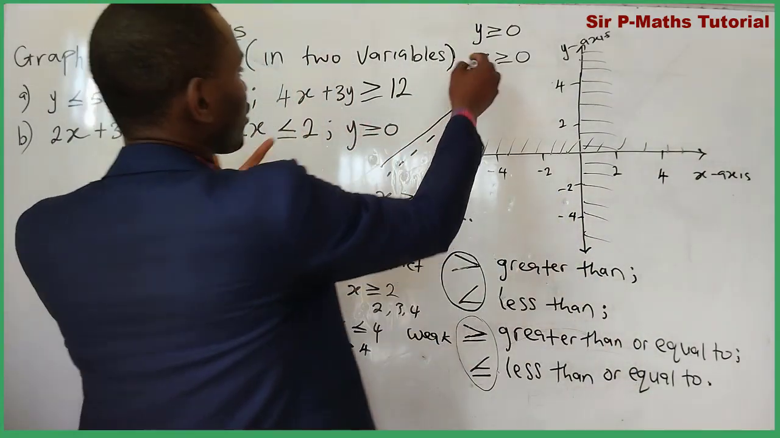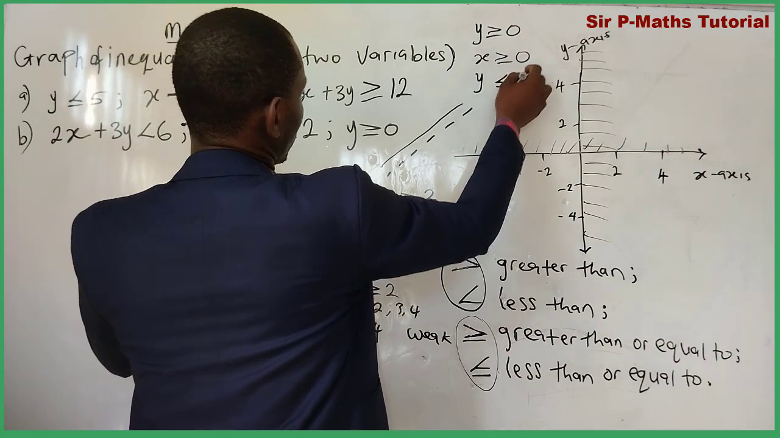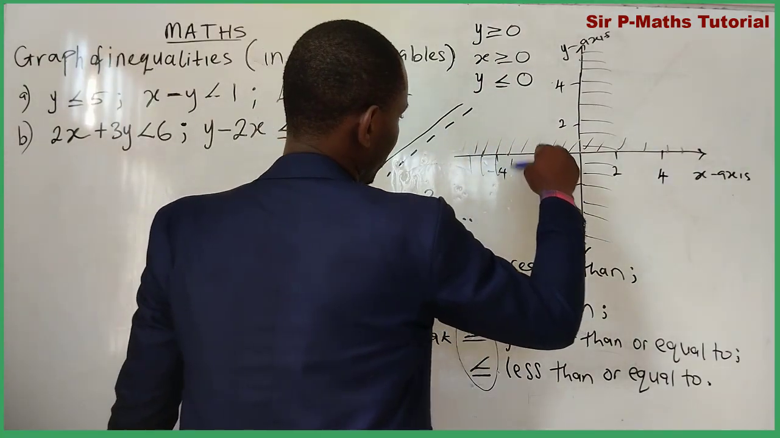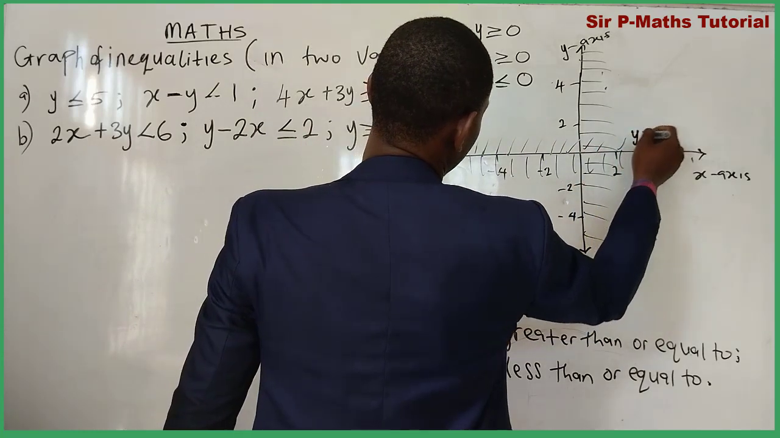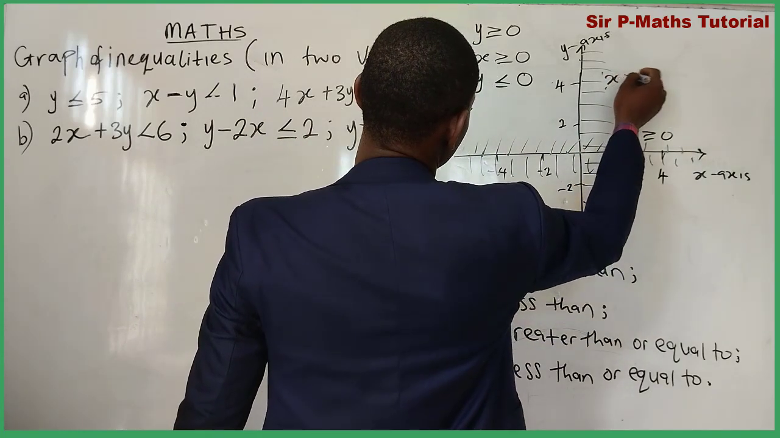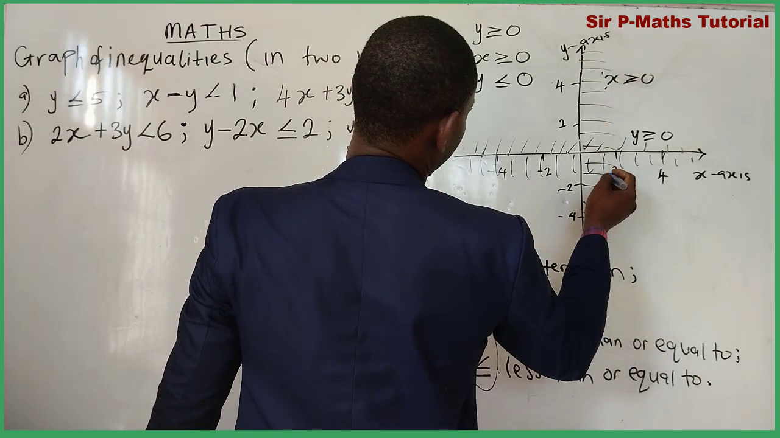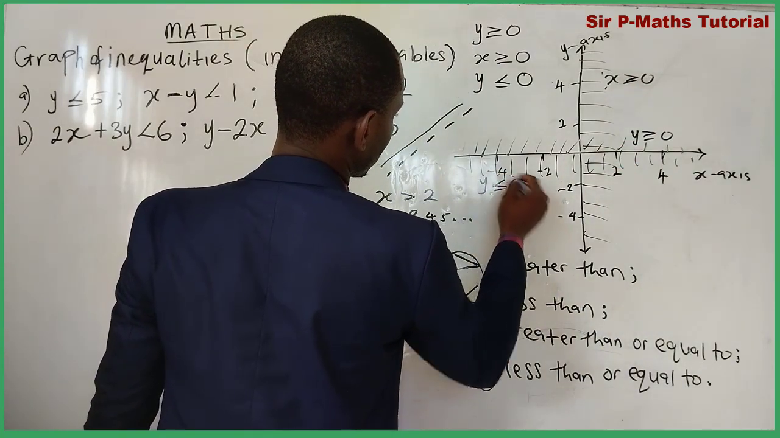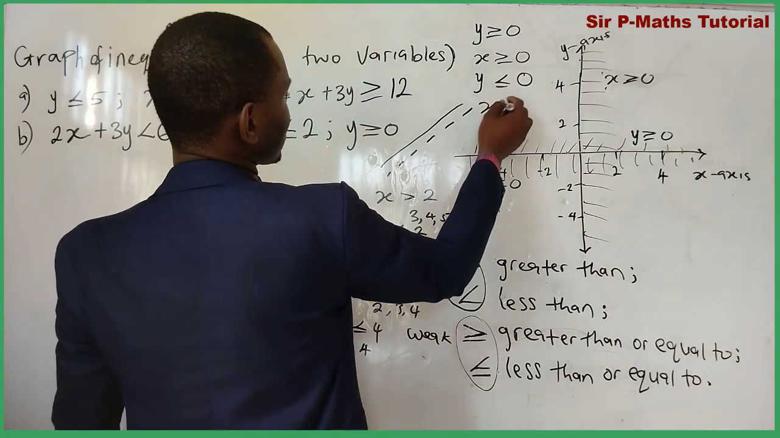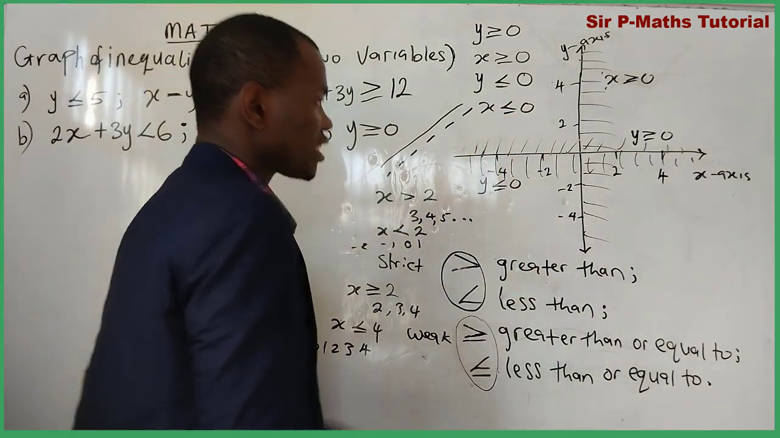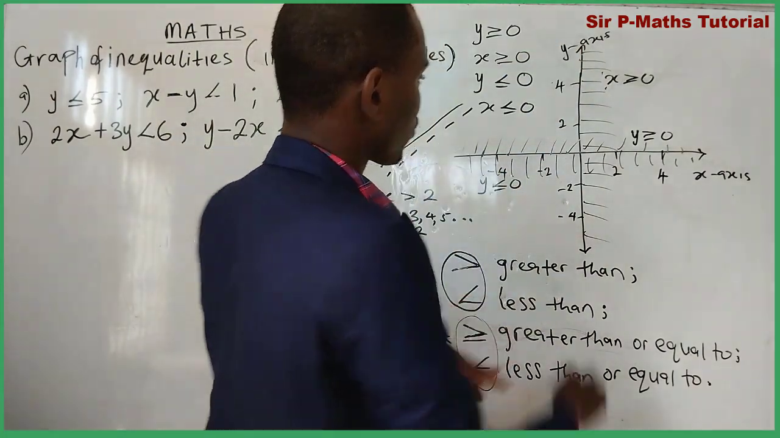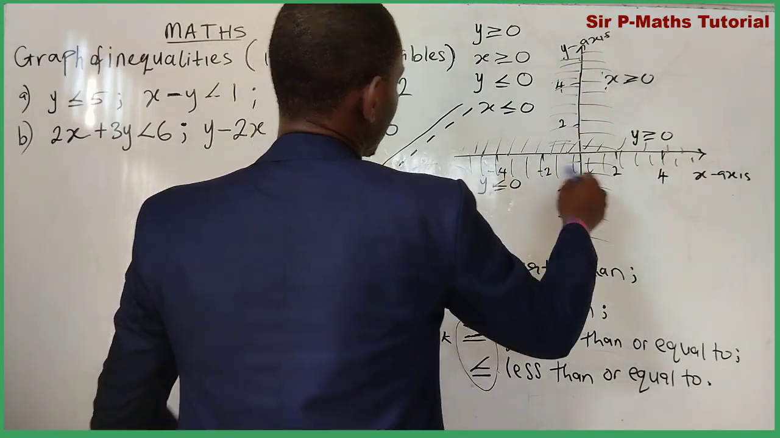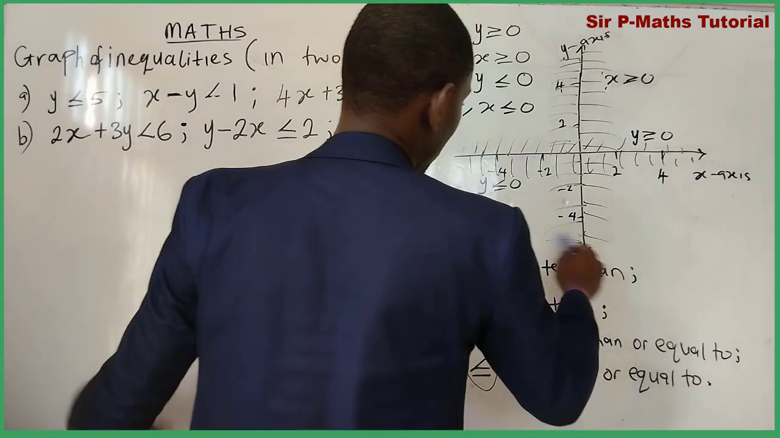Again, if I have y less than or equal to 0, I will have to shade below the x-axis. This is y greater than or equal to 0. Here is x greater than or equal to 0. Then under here is y less than or equal to 0. Therefore, for x less than or equal to 0, I will be shading the y-axis, but behind, because I have less than. I'm talking about the numbers that will move towards the left.